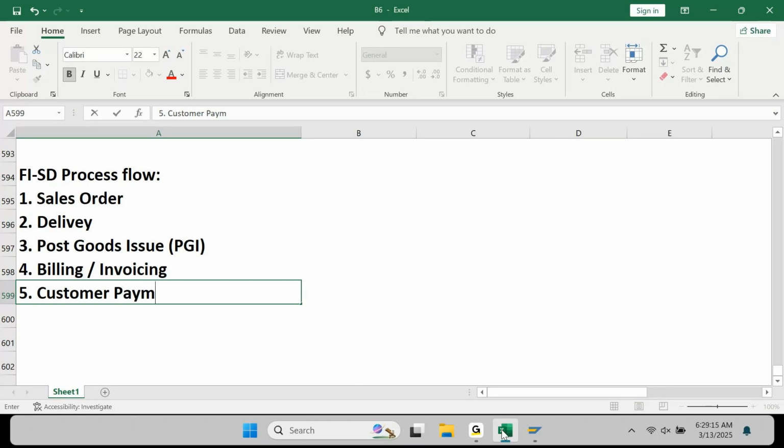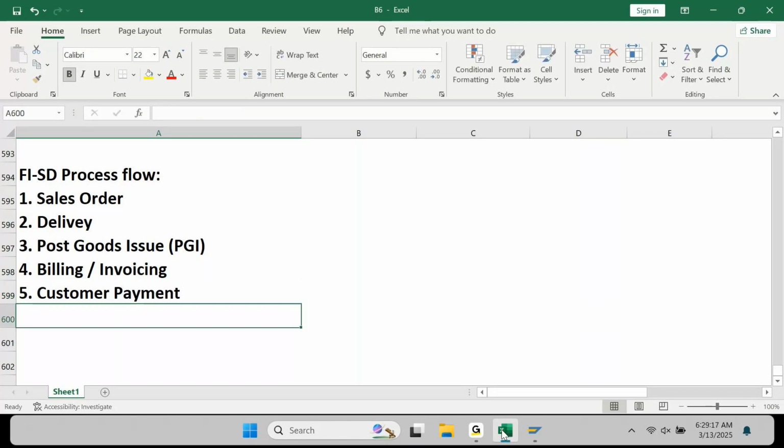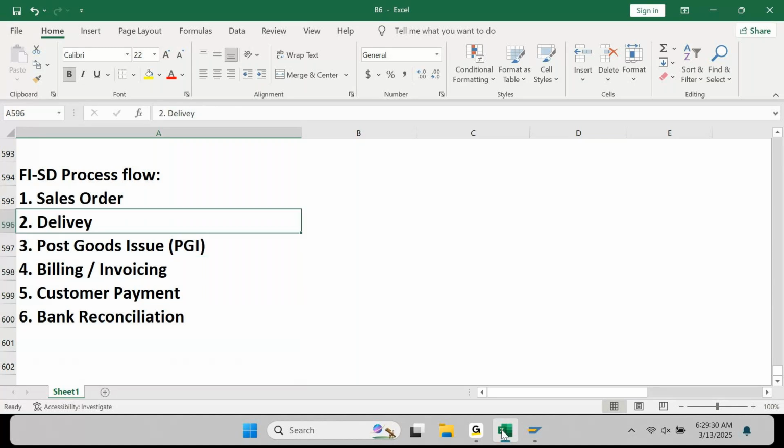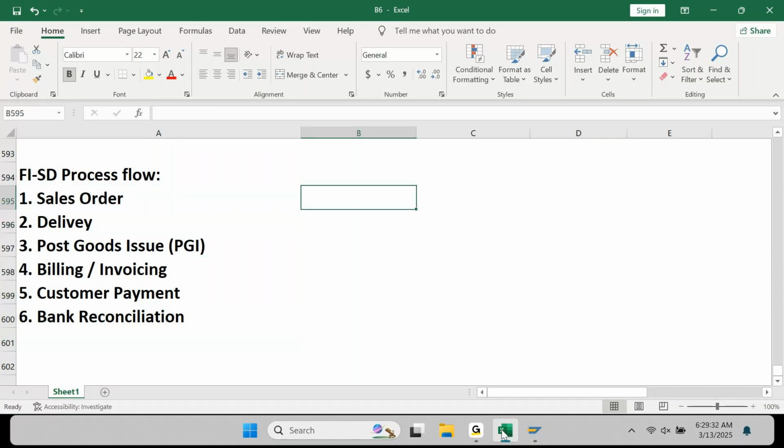Customer payment or customer receipt. Anything is okay. Receipt. And sixth one is bank reconciliation. Now let's say in the sales order, we define the name of a product that we are selling, quantity of the product that we are selling. Am I right? Yes.